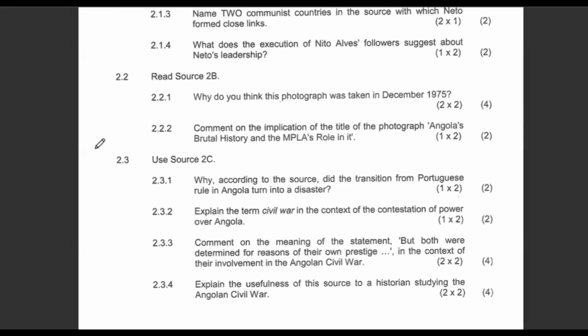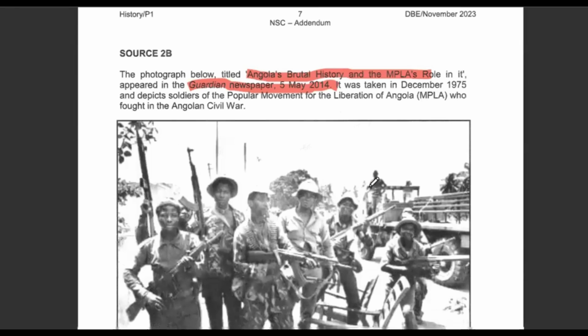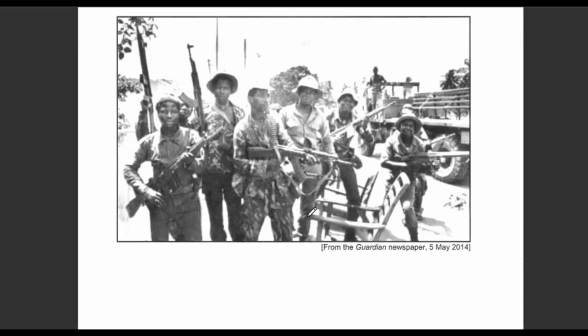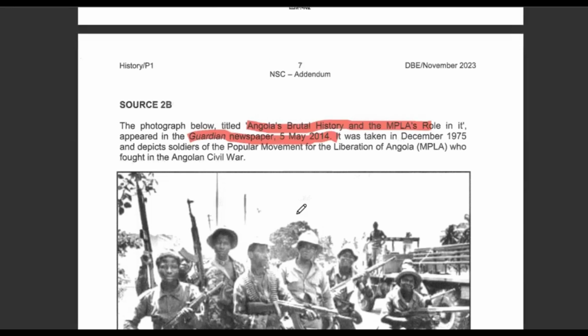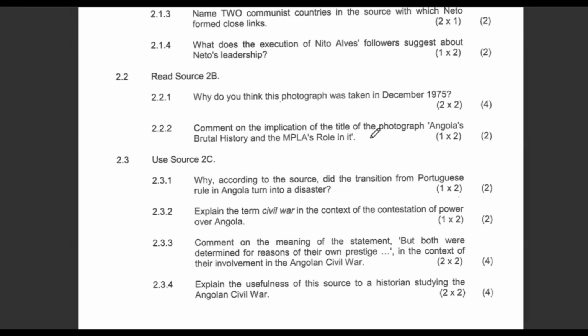Okay, now moving on to question 2.2.1. It is based on a visual source. Let's have a look at the visual source. The visual source actually shows the Popular Movement for the Liberation of Angola, or the MPLA fighters, as they are in combat, or as they are engaging in an act of war. So the first question actually reads, why do you think the photograph was taken in 1975?